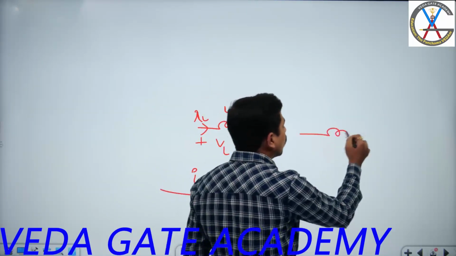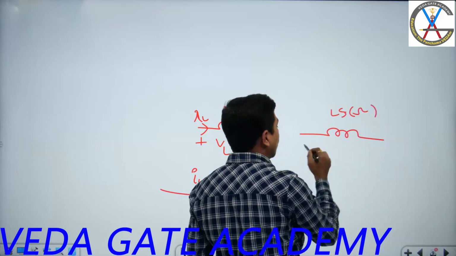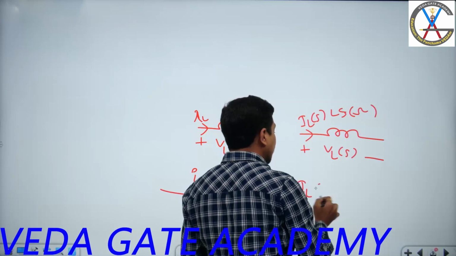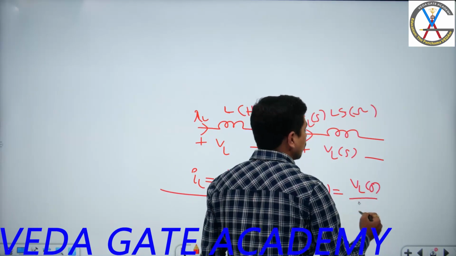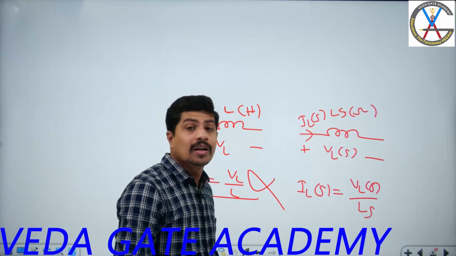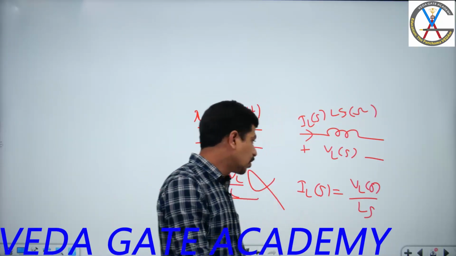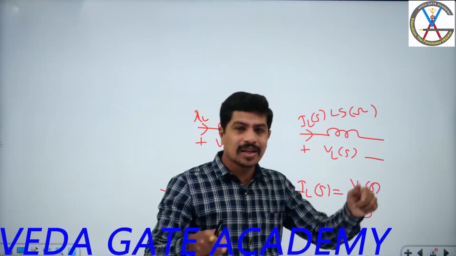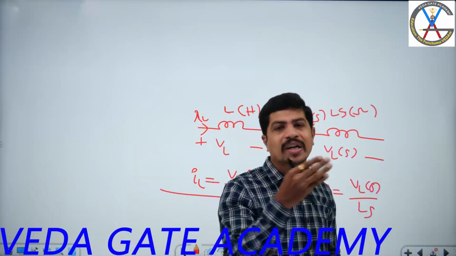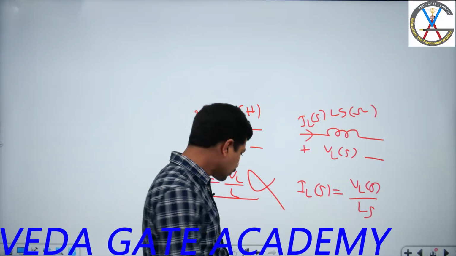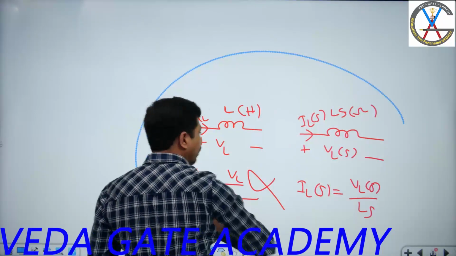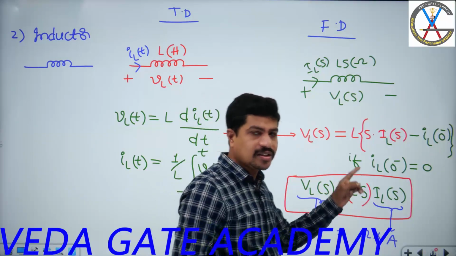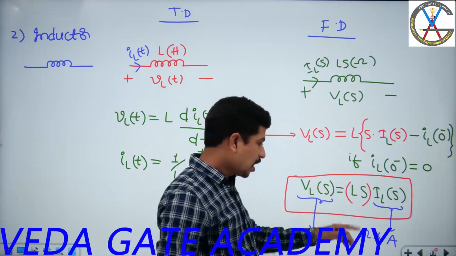But if you represent the inductor in S domain as LS, this is VL of S, this is IL of S. Can I write IL of S is equal to VL of S by LS? Ohm's law directly? Yes. This is the first advantage of S domain. I can apply Ohm's law directly to the energy storage elements, that is, the two energy storage elements we have, inductor and capacitor. Here we did not yet discuss initial conditions. We will discuss them later after completing this.